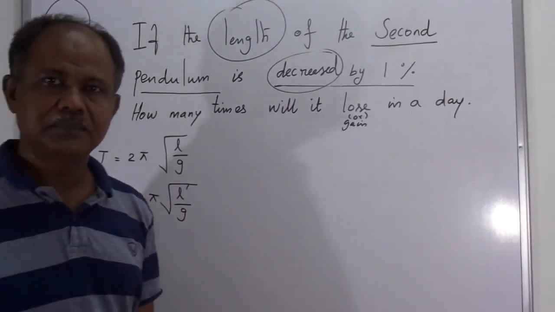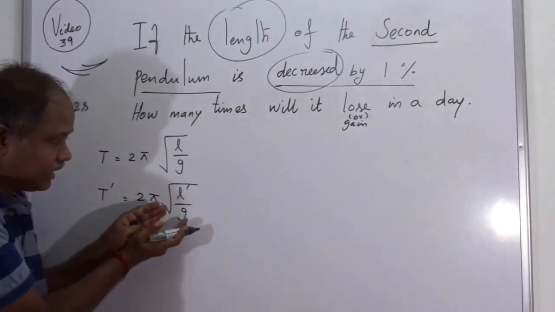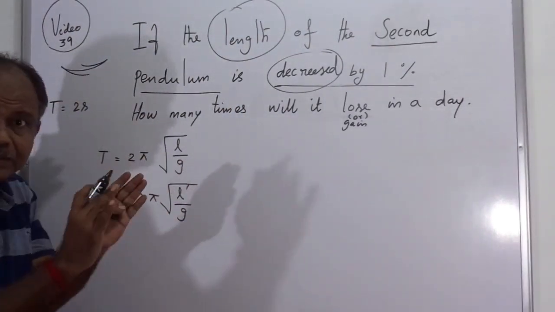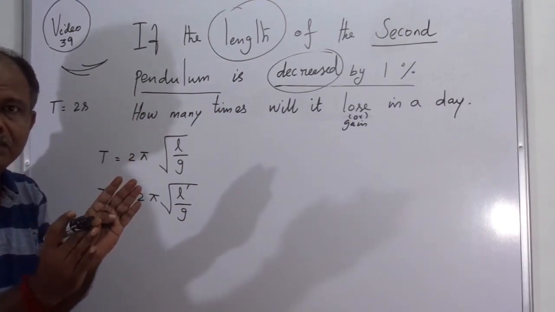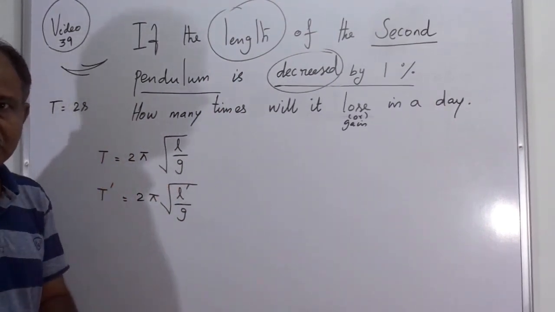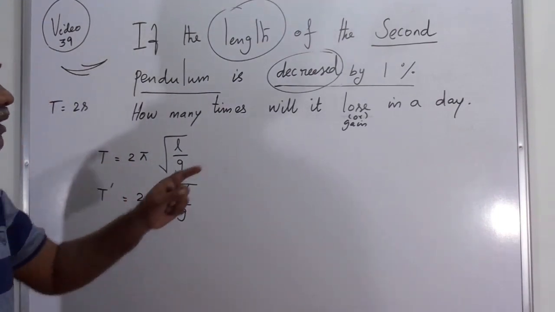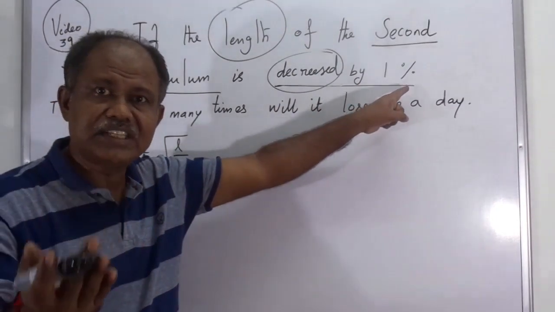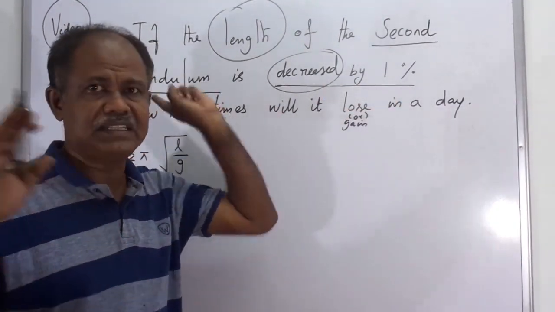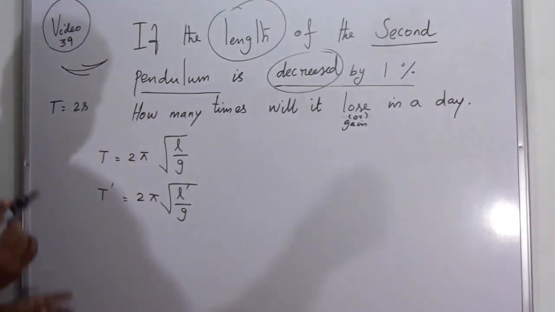Okay? L dash by g. We are not changing the acceleration due to gravity. We are not changing the position of the simple pendulum or seconds pendulum. We are changing only the length. What is the percentage of this change in length? It's 1%, and it is decreased. Okay, then the next step.